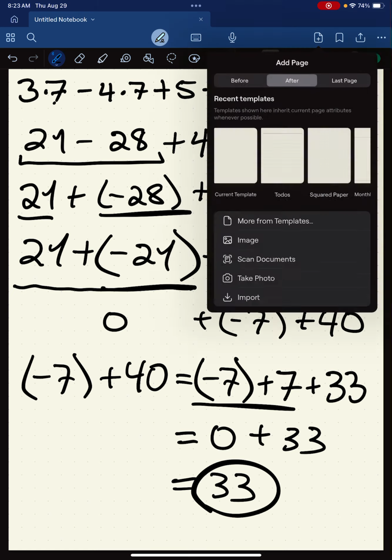Let's do another. Let's do negative 4 times 3 plus 6 times 7 minus 2 times 8. Again, from PEMDAS, just like last time, we need to do multiplication first.